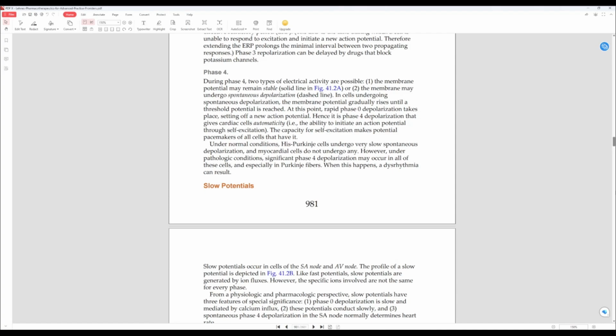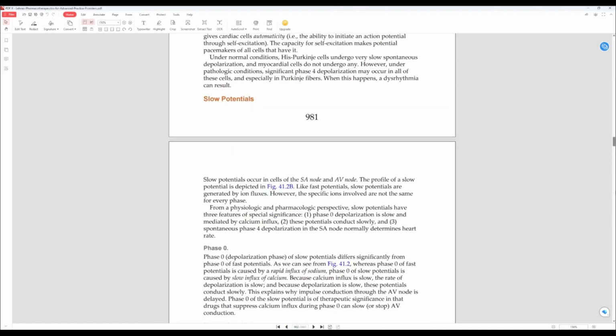The capacity for self-excitation makes potential pacemakers of all cells that have it. Under normal conditions, His-Purkinje cells undergo very slow spontaneous depolarization, and myocardial cells do not undergo any. However, under pathologic conditions, significant phase 4 depolarization may occur in all of these cells, and especially in Purkinje fibers. When this happens, a dysrhythmia can result.